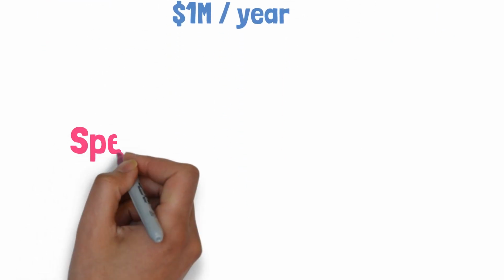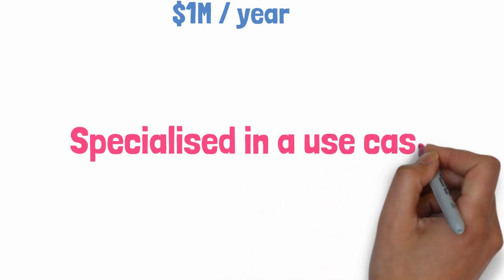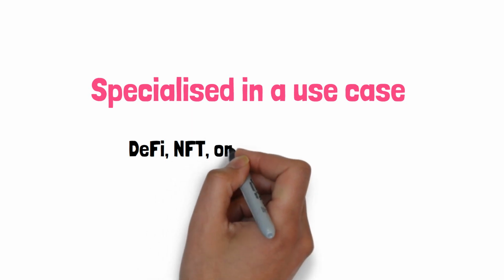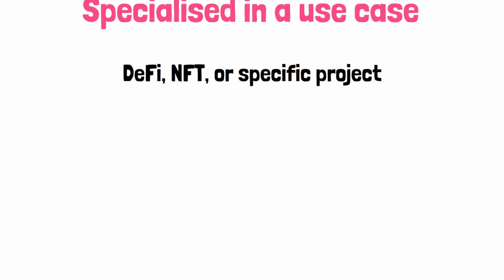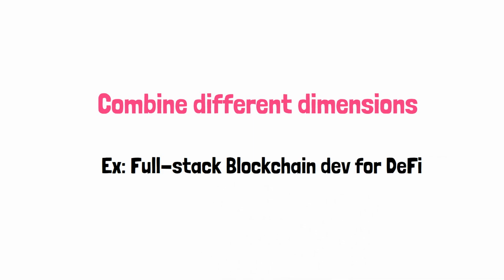And finally, a last way to position yourself is to be specialized in a certain use case. For example, DeFi, NFT, or even a specific project like Uniswap. There are many other ways to position yourself, and the best way is to be creative and combine several dimensions. For example, you could be a full-stack blockchain developer for DeFi project.